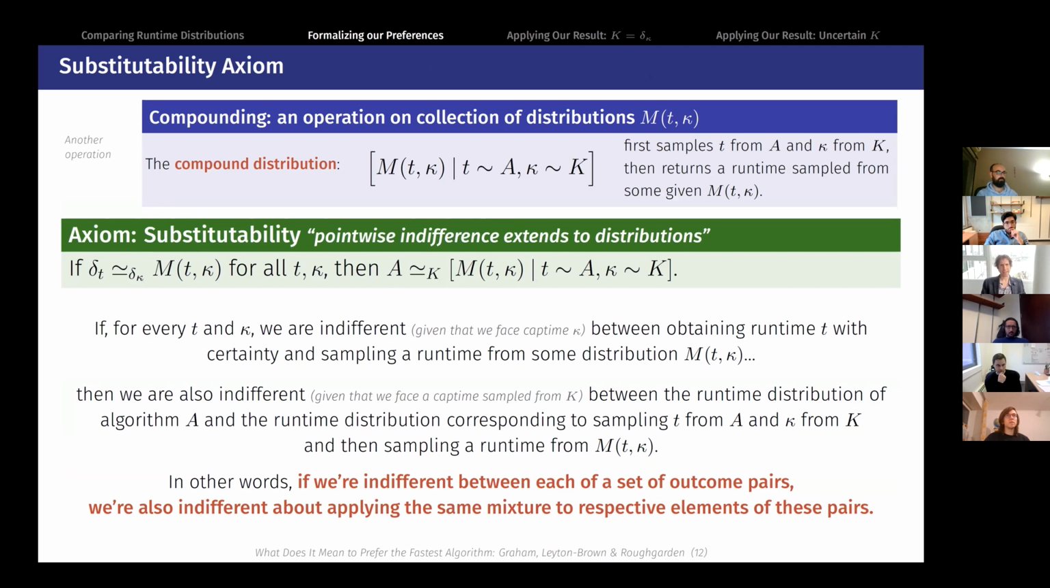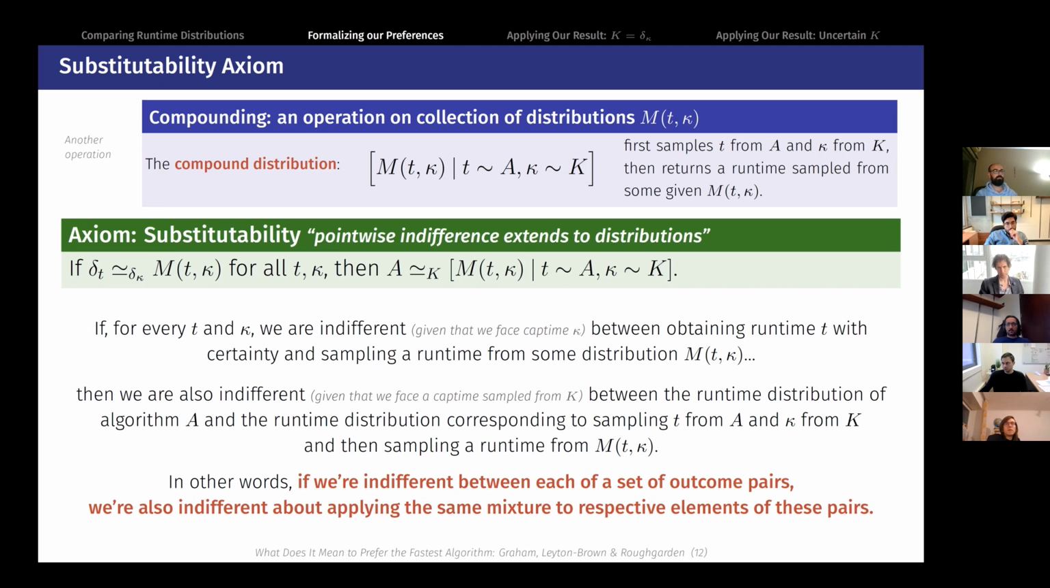And lastly, and most complicatedly, I have an axiom called substitutability. And here I have to define something called compounding. So imagine that I have a collection of distributions M_T,kappa. These distributions can be absolutely anything, but they're parameterized by T and kappa. What does that mean? It just means you give me a T and a kappa, I'll give you back a distribution. It can be anything, but it just has to be a function of T and kappa that works for any T and any kappa.